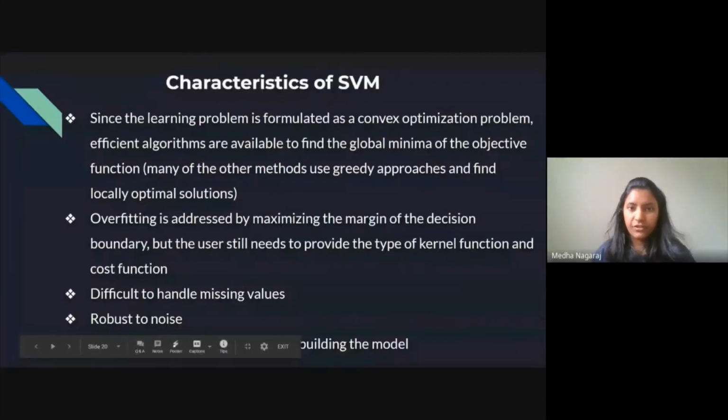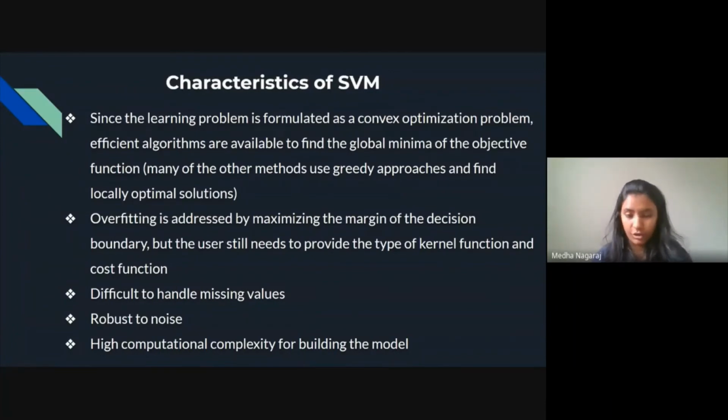So here I have the characteristics of SVM. First, as you know, SVM provides efficient algorithms to tackle the learning problem to find the global minima of the objective function, whereas other methods use greedy approaches and find a locally optimal solution. Next, it addresses the overfitting issue by maximizing the margin of the decision boundary, but the kernel function and the cost function still need to be provided for this purpose. It gets difficult to handle missing values when using SVM. That is one of the disadvantages of it.